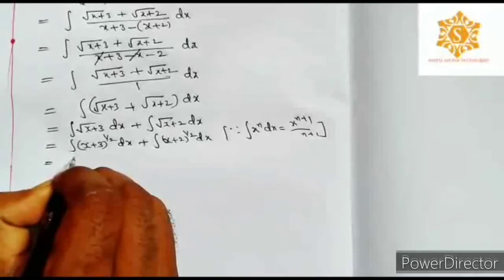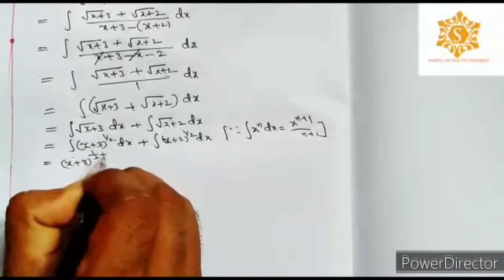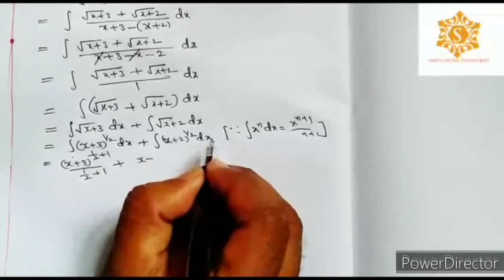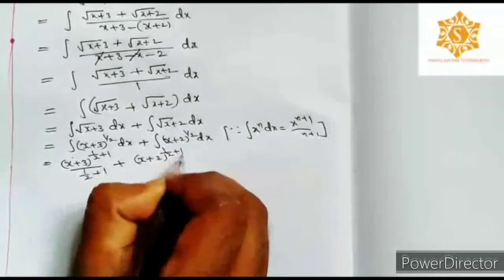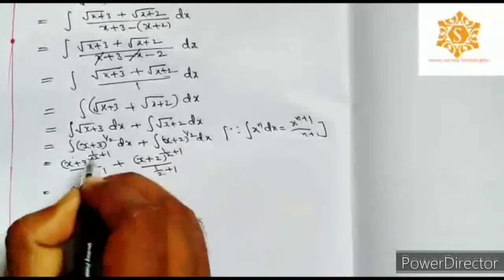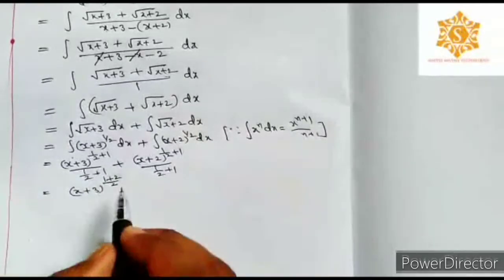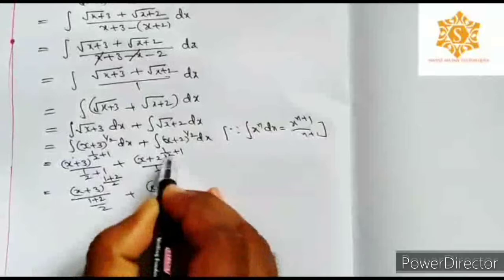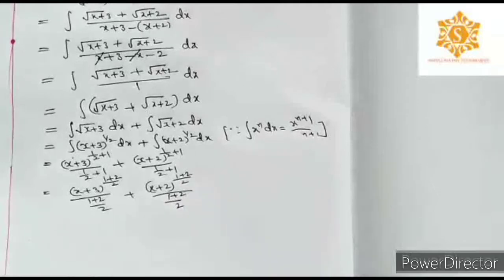You can write integration of x plus 3 whole power 1 by 2 dx using that formula, x plus 3 whole power 1 by 2 plus 1 by 1 by 2 plus 1, plus integration of x plus 2 whole power 1 by 2 dx also written as x plus 2 whole power 1 by 2 plus 1 by 1 by 2 plus 1. So here x plus 3 whole power 1 by 2 plus 1, take LCM is 2, 1 plus 1 2s are 2 by, here also we can write 1 plus 2 by 2, plus x plus 2 whole power 1 by 2 plus 1, take LCM, that is 1 plus 2 by, here also we take LCM, that is 1 plus 2.